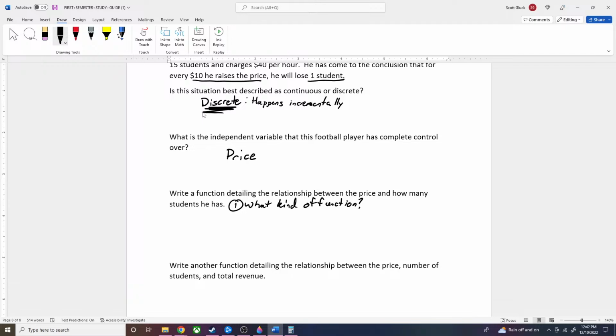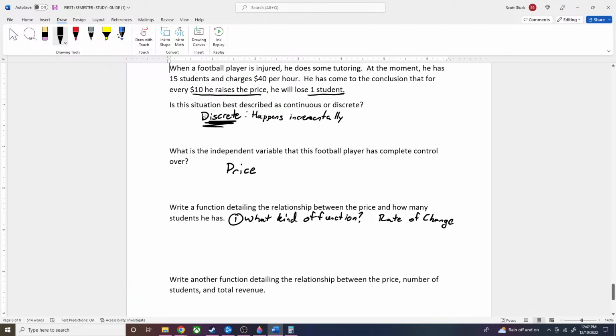Are we dealing with an exponential function? Are we dealing with a continuous function? Are we dealing with a linear function? What are we dealing with here? And this boils down to the rate of change. The rate of change is going to determine what kind of function we're working with here.